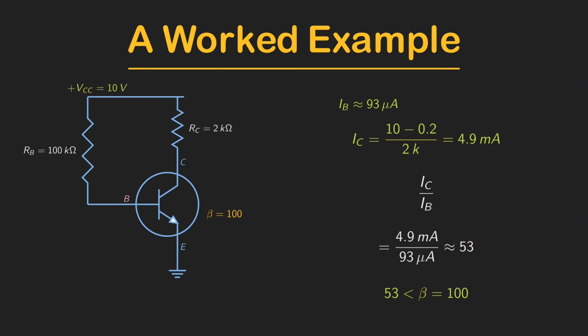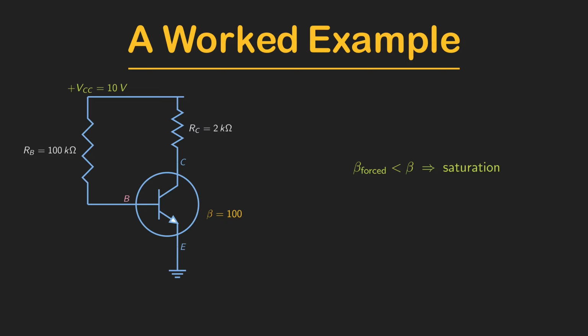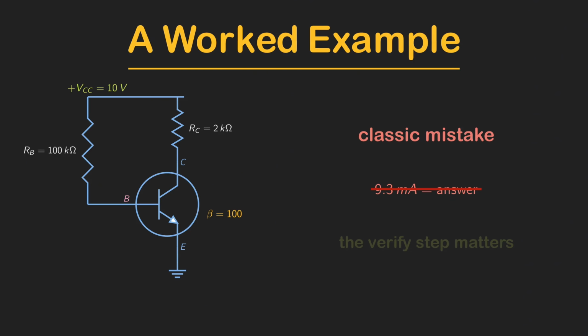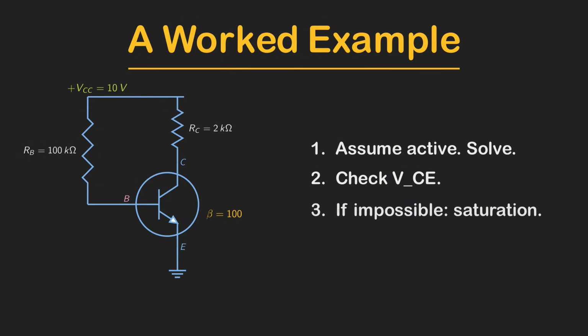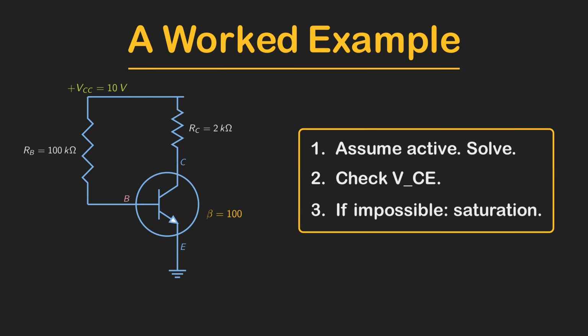That is well below beta, which was 100. This ratio has a name. It is called the forced beta. And whenever the forced beta is less than the real beta, that is the formal signature of saturation. It confirms that the circuit is limiting the current, not the transistor. So here is the classic exam mistake to avoid. Many students stop at 9.3 milliamps and report it as the answer. The verify step is exactly what separates a correct answer from a wrong one. So commit the whole routine to memory as a simple sequence. Assume active. Solve. Check the collector to emitter voltage. And if it comes out impossible, you are in saturation.